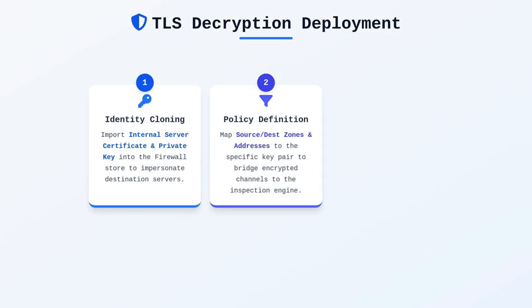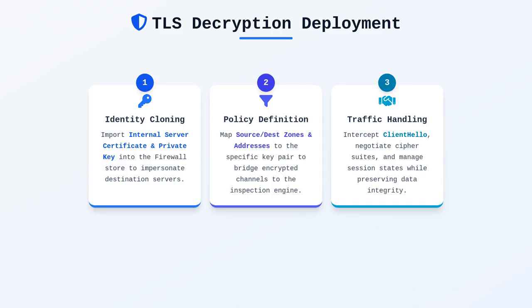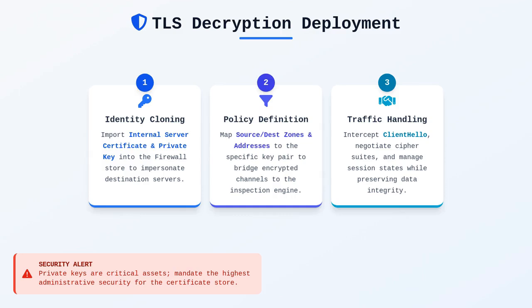The firewall then intercepts the incoming client hello, negotiates the cipher suites, and manages the session state while maintaining the integrity of the transit data. This architecture necessitates that you treat the firewall certificate store with the highest level of administrative security, as the private key effectively becomes a critical asset that could compromise your infrastructure if improperly handled.